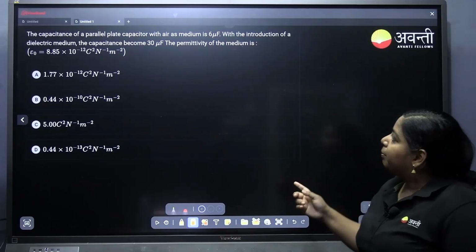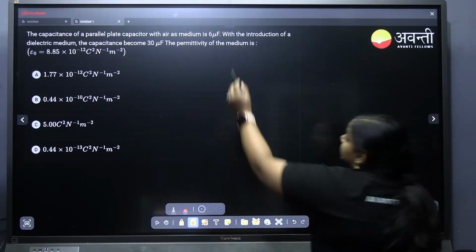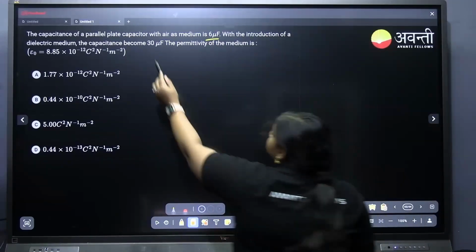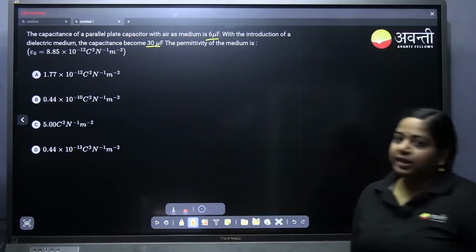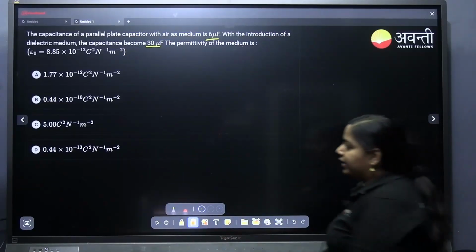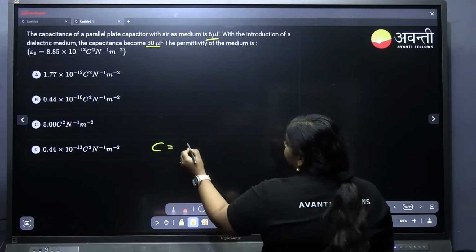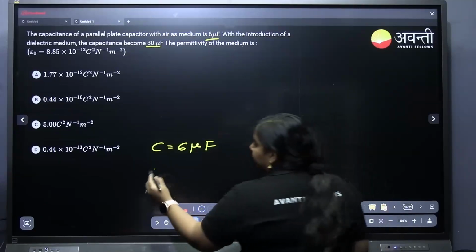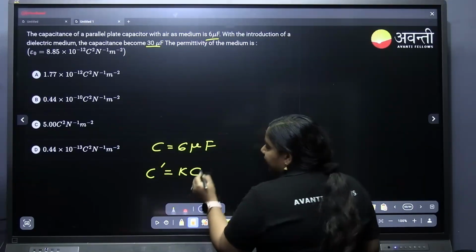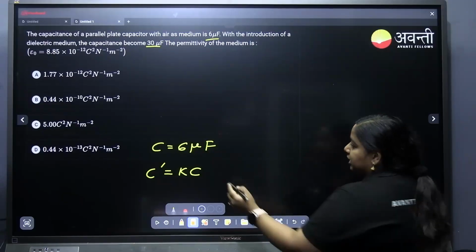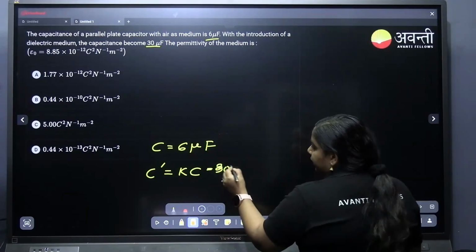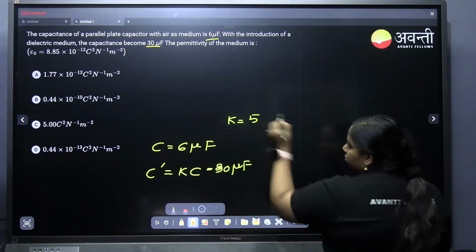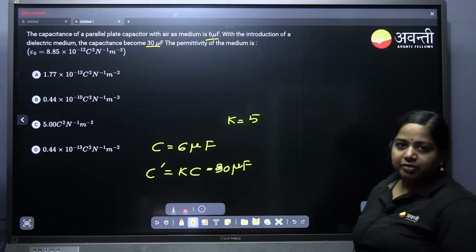Capacitance of a parallel plate capacitor with air as medium is 6 μF. With introduction of a dielectric medium, capacitance became 30 μF. Permittivity of the medium is. Okay, initial C is equal to 6 μF. When you introduce a dielectric, new capacitance will become KC, right? So this is equal to 30 μF. From this we can find K equal to 5. This is our first step.